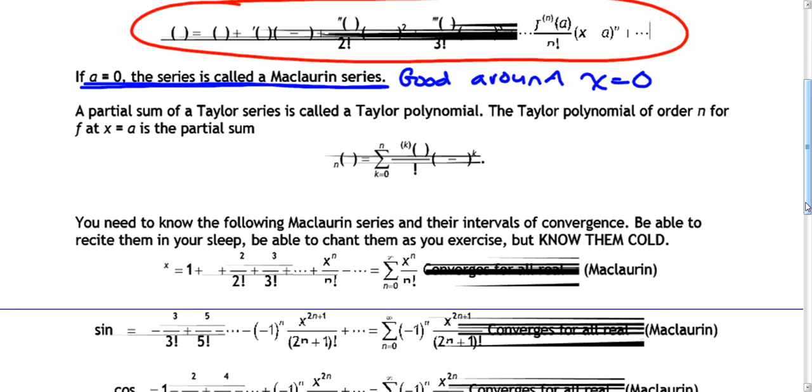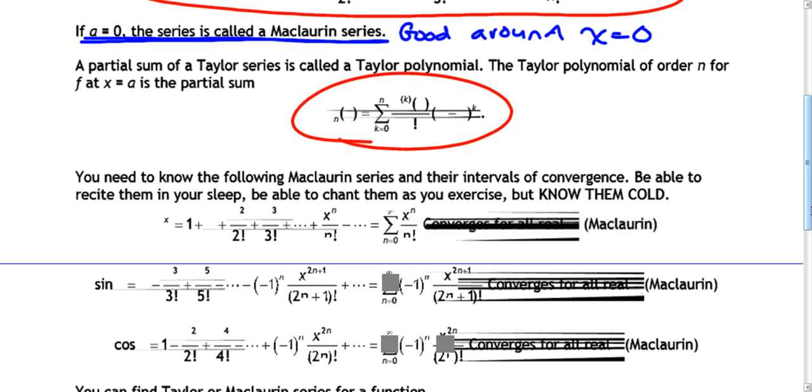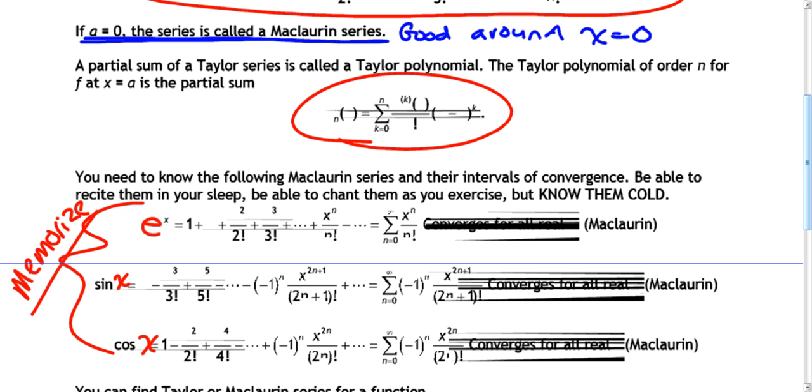The partial sum of the Taylor series is the Taylor polynomial, and that's the formula right there, which of course we can't see on the screen, but you should have it. The next thing it shows is some things that you need to memorize: e to the x, sine of x, and cosine of x. I don't expect that you memorize them right now. We're going to use them in the examples, but you must memorize all of these. There will be more, but right now those are the ones I'd like you to memorize.